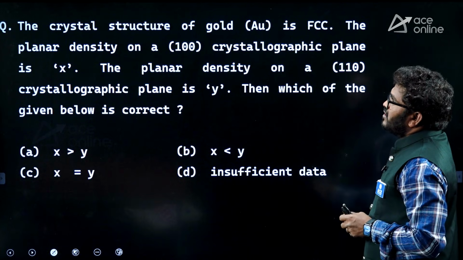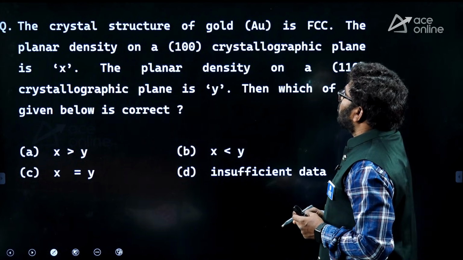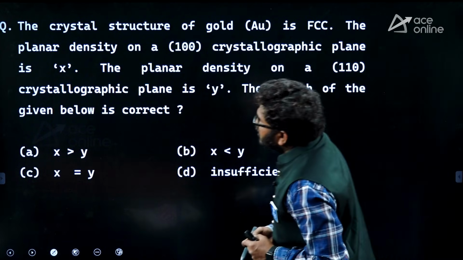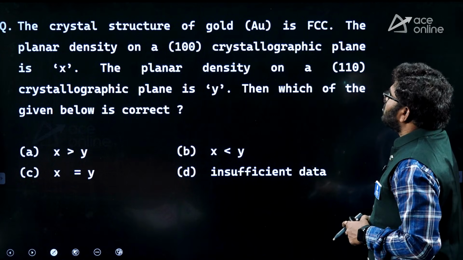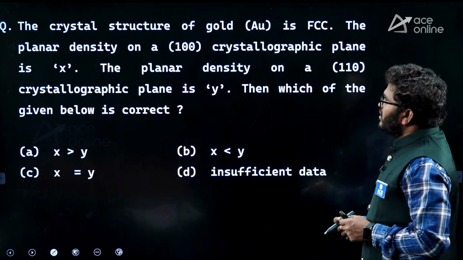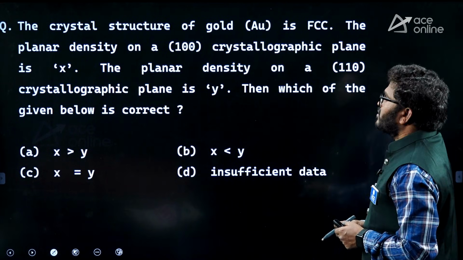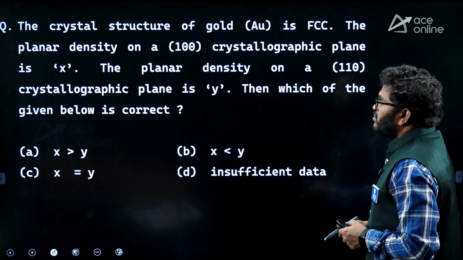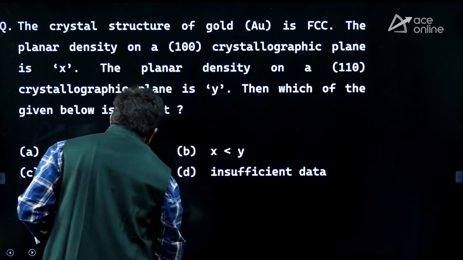See, another question. The crystal structure of gold is FCC. The planar density on a 100 crystallographic plane is X, and planar density on 110 crystallographic plane is Y. Then which of the given below is correct?